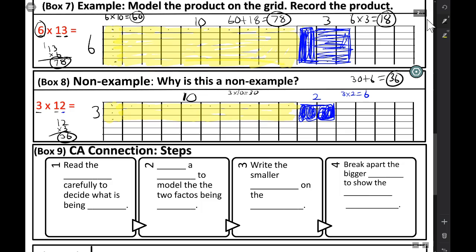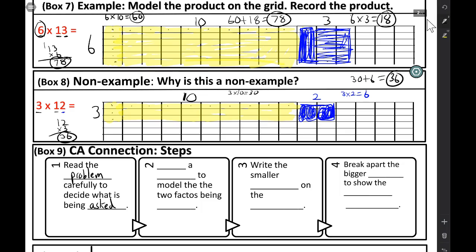So box 9, our critical attribute connections are the steps. So step 1, you're first going to read the problem carefully to decide what is being asked. And what I mean by that is, look at those factors that are there. Make sure that as you start writing on the grid that you're actually writing the actual factors that were in the problem. Otherwise, you're going to do this nice grid and all these steps for different numbers.